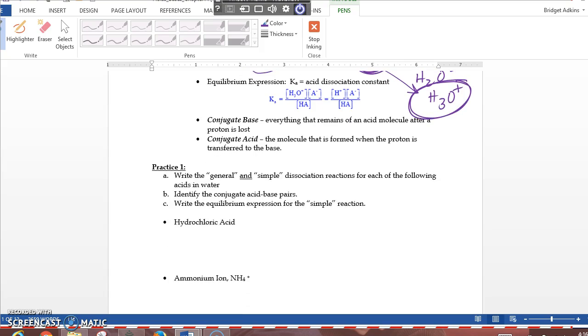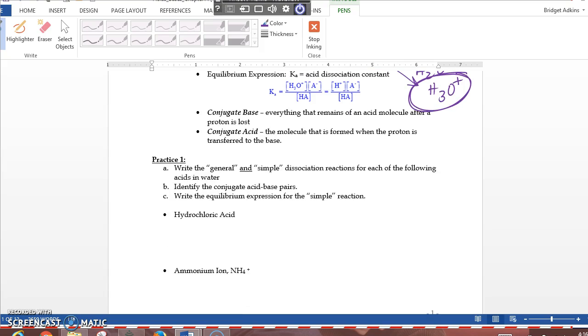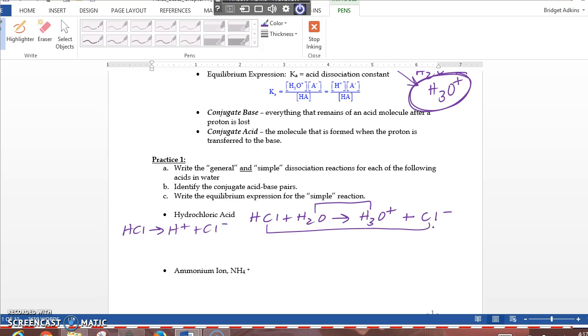So in practice 1, we're just practicing writing out the general and the simple dissociation. So if my acid now is HCl and I put it into water, we're going to do a single arrow because HCl is a strong acid. So it'll break up into H3O+ and Cl-. So the simple would just be saying HCl yields H+ and Cl-. So if I want to identify my conjugate acid-base pairs, to go from HCl to Cl-, it had to lose a proton. So this is our acid, this is our conjugate base. To go from water to H3O+, it had to gain, so it's our base, and that's our conjugate acid.